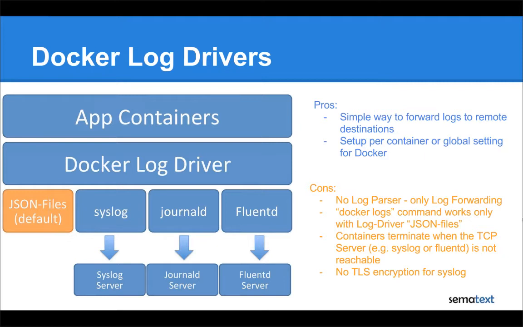For TCP-based receivers, for example, you can ship logs to syslog via UDP or TCP. But if you use TCP, it's connection-based, and if the syslog server is not running, you cannot start your containers. Or if the TCP connection breaks, it's the same for Fluentd. Your container will also stop working. I haven't seen an option to use TLS encryption. If somebody knows how that works, I couldn't figure out how to establish TLS connections with the default logging drivers.